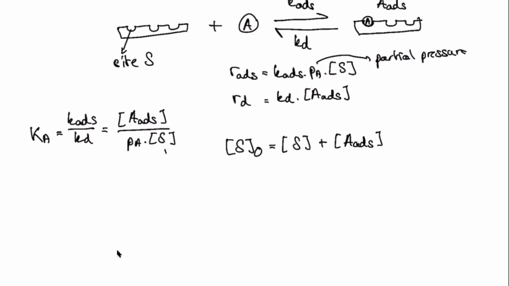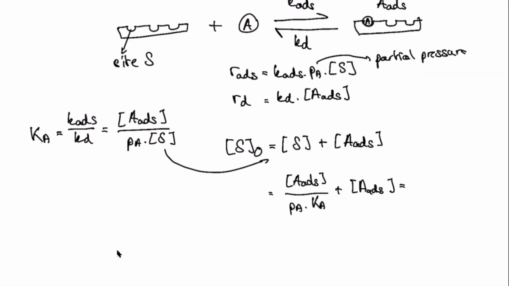So from here, we can substitute that. We write out S here, we fill it in this equation. So we would have A adsorbed over Pa times Ka plus A adsorbed is 1 plus Ka times Pa over Ka times Pa times A adsorbed.